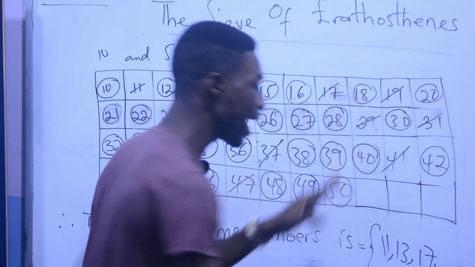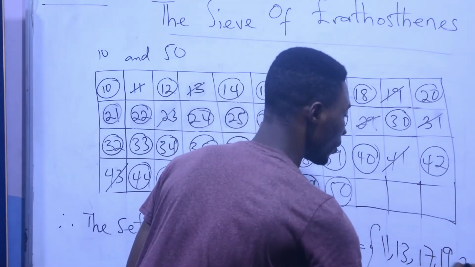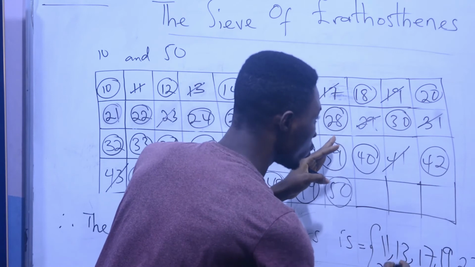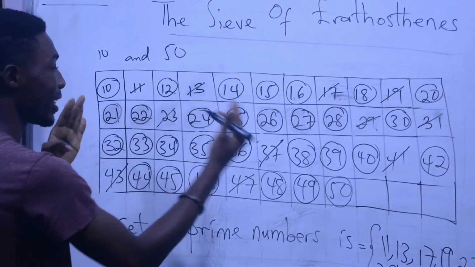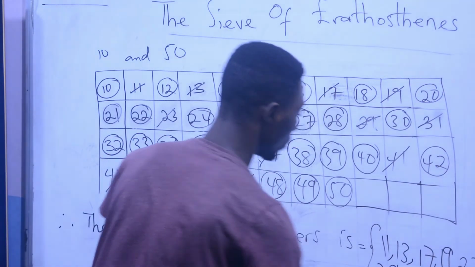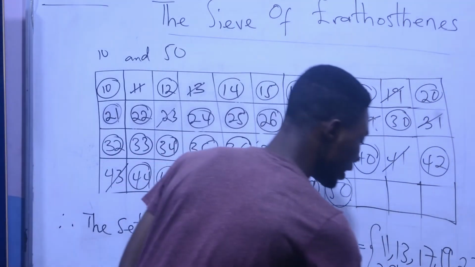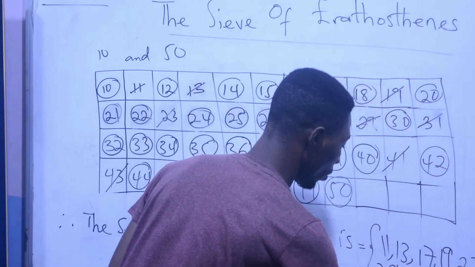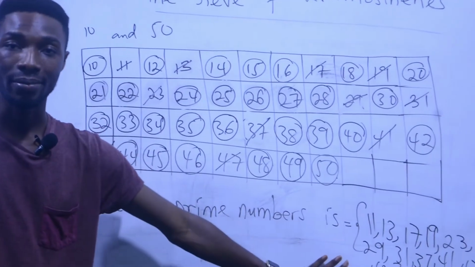The next one is 19. The next one, 23. The next one is 29, then we come to 31, followed by 37 and 41. Finally, we have 43 and 47 closing the set. Okay, so now I have my set of prime numbers.